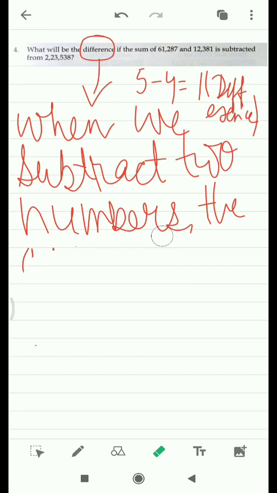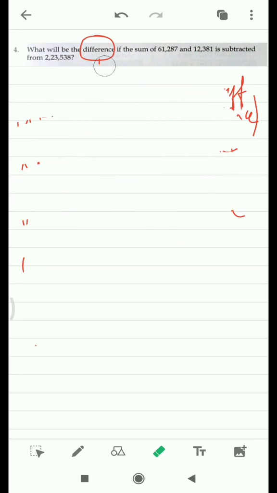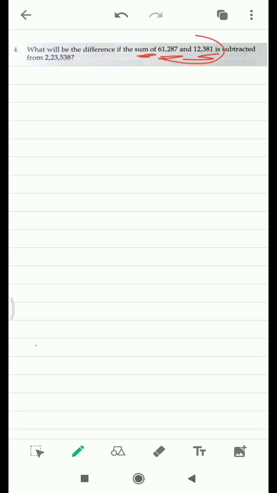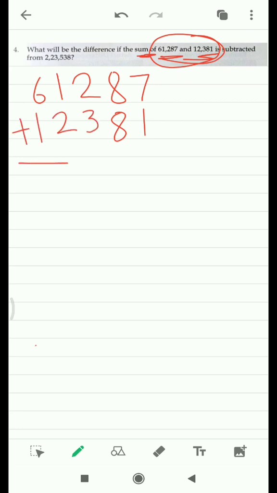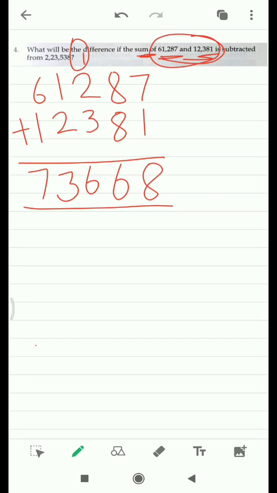Okay, now let's read the rest of the statement. What will be the difference if the sum of this and this? Now what does sum signify? We need to add these two numbers. So the first thing we're going to do, let's just add them. So let's just see what it comes out to be. 7 plus 1, 8. 8 plus 8, 16. 1 here, 6 here. It's 6. It's 3. And it's 7.